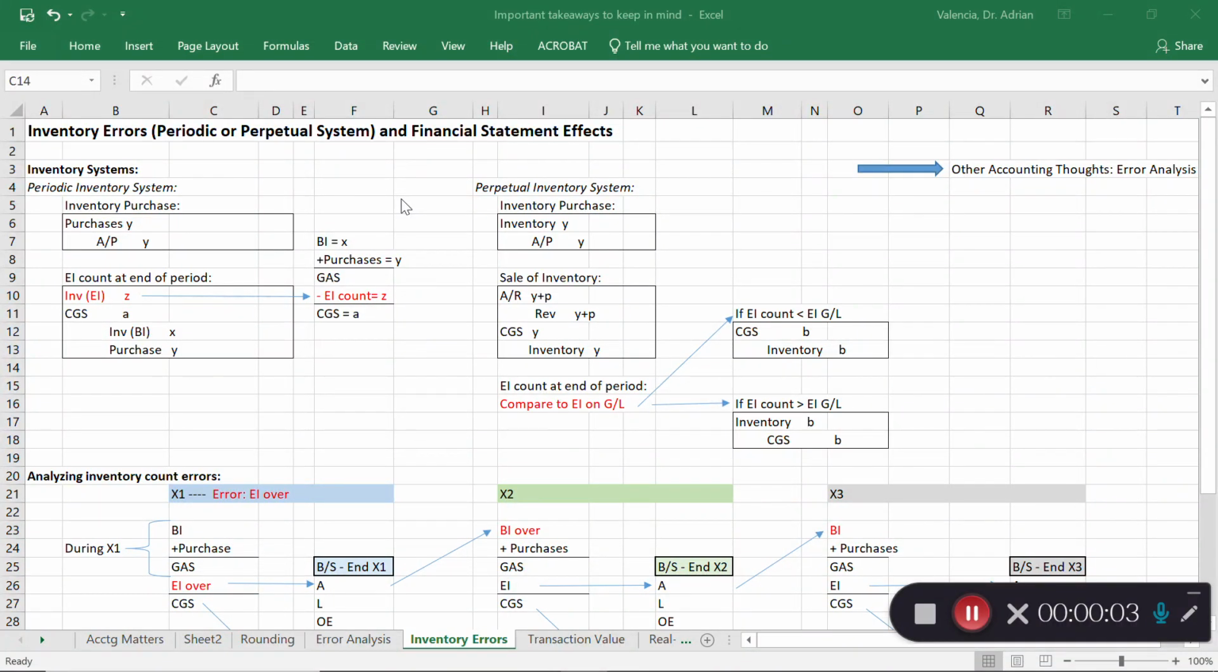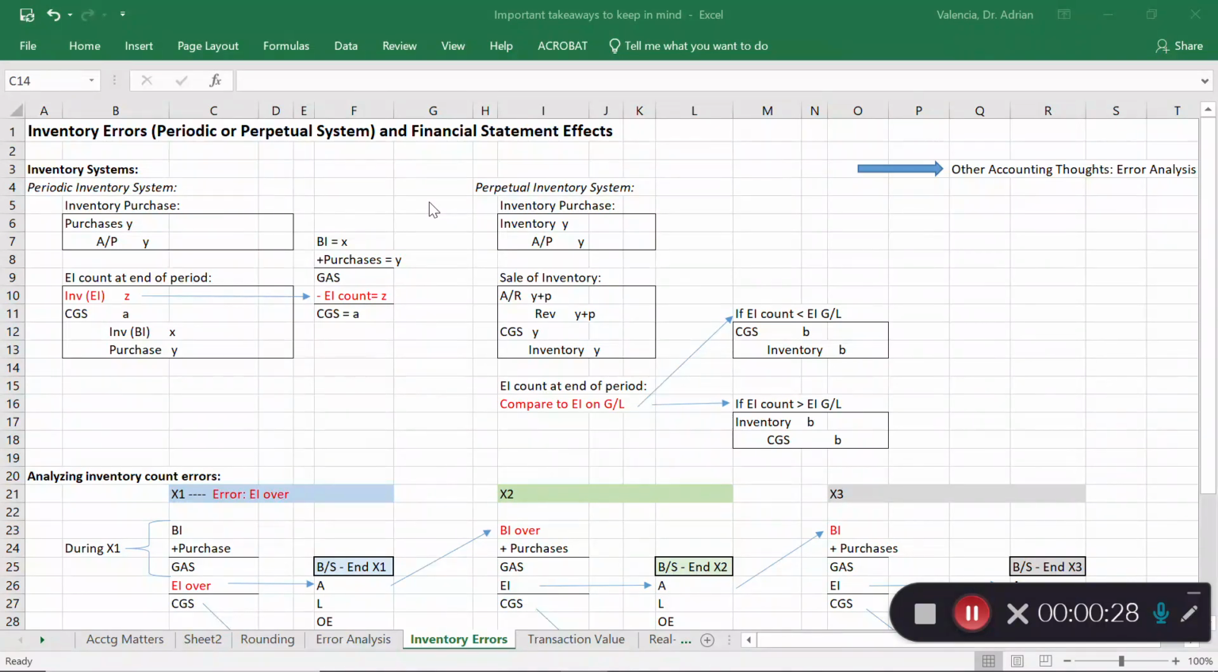The purpose of this video is to discuss inventory errors and explain how we can see the effects of those errors on the financial statements. Okay, this is one type of error. Obviously, there's many types of errors that can occur, and I think this is worthwhile discussing because I see students struggle with this many times.